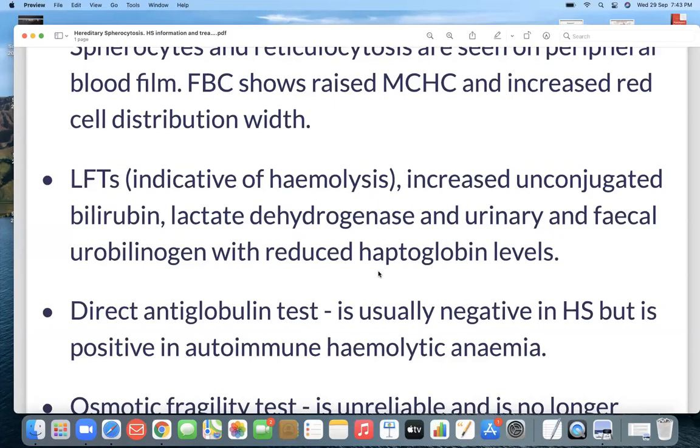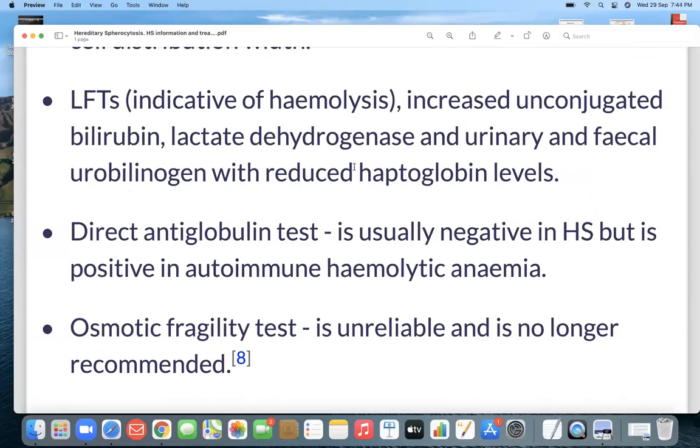And even the presence of urobilinogen will give you the indication that there is increased bilirubin in the body. LDH will be raised, not reduced. Only haptoglobin will be reduced, and there will be a rise in the urinary and fecal urobilinogen. All this is because of hemolysis. That is what he is telling. LFT is indicative of hemolysis.